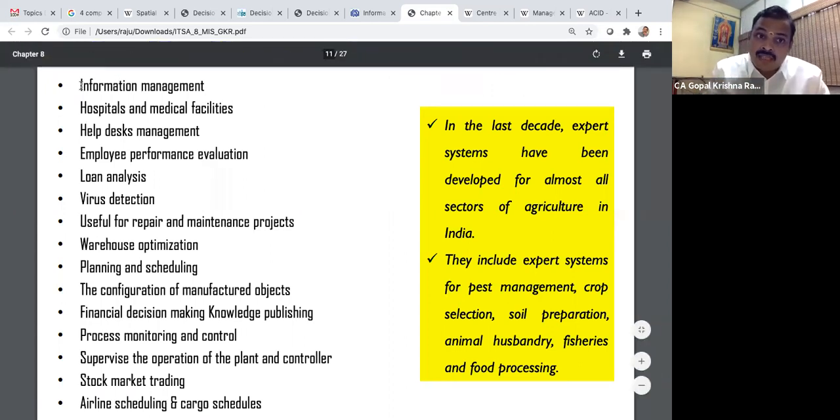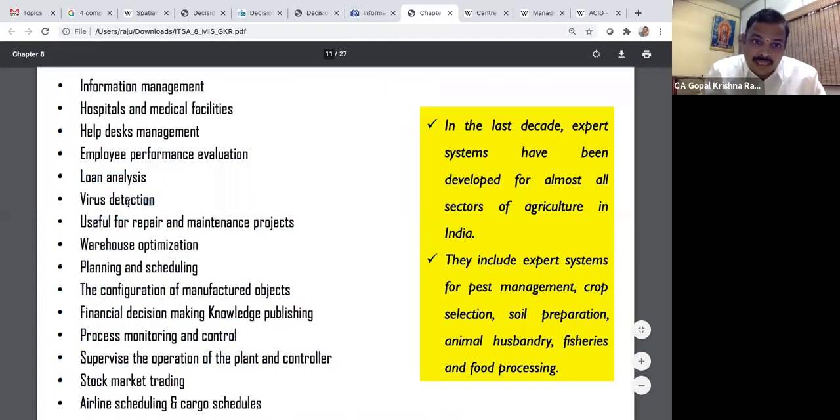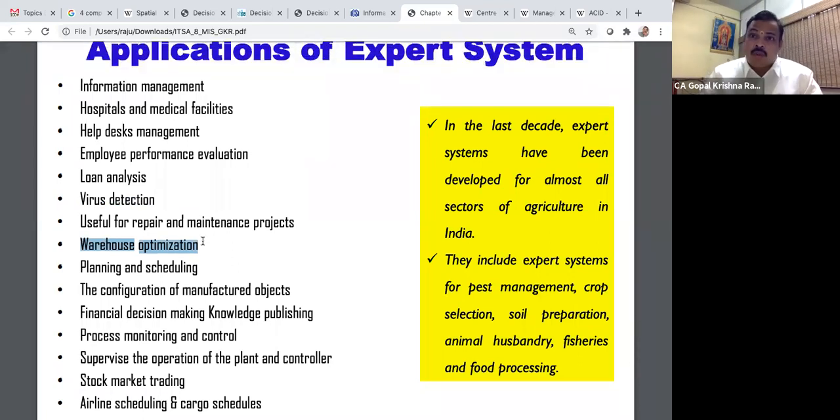Now please look at the various information systems, expert systems. Virus detection is an expert system. Then warehouse optimization is an expert system. You have 14 locations of warehouses. Different warehouses have various capacities of usage. One warehouse is 30% used, 70% unused. Another warehouse is 80% used, 20% unused. So like that, you have various warehouses.